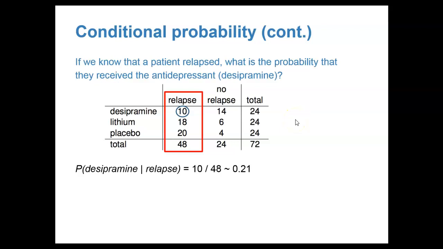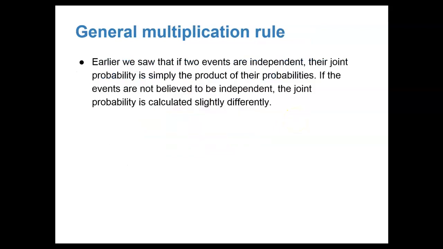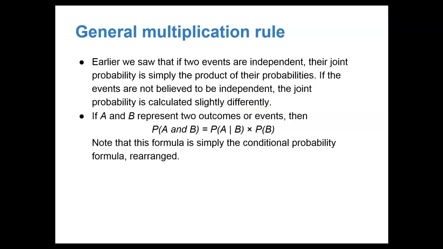Let's now use the concept of conditional probability to talk about a general multiplication rule. You may remember that in section 3.1, we saw that if two events are independent, their joint probability, that is, the probability of A and B for two independent events, was simply the product of their individual probabilities. In other words, it was equal to P of A times P of B. Now, if the events are not believed to be independent, the joint probability is calculated slightly differently, and I've shown the formula on the slide below.